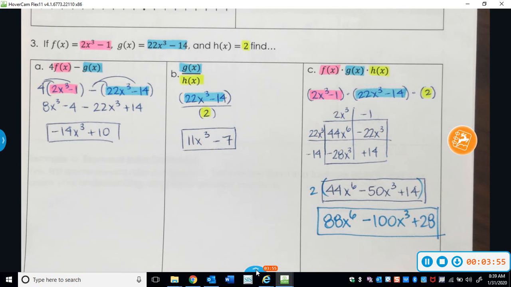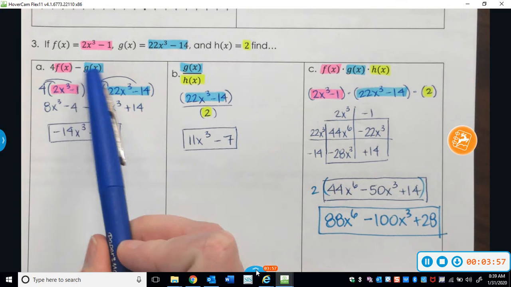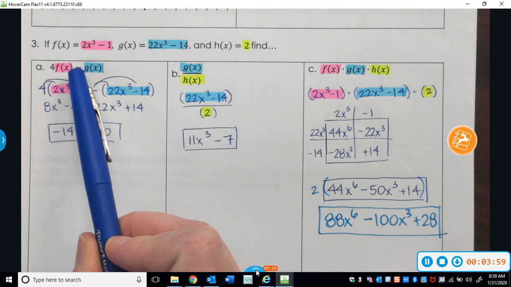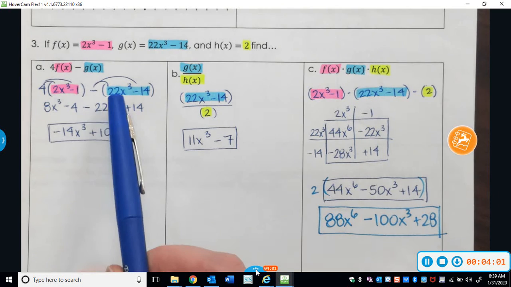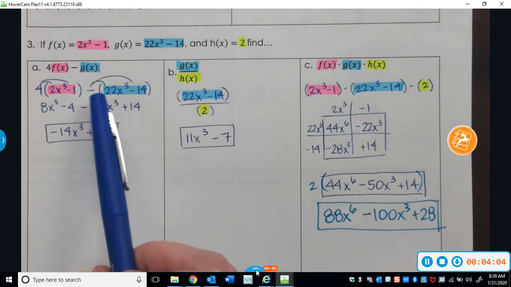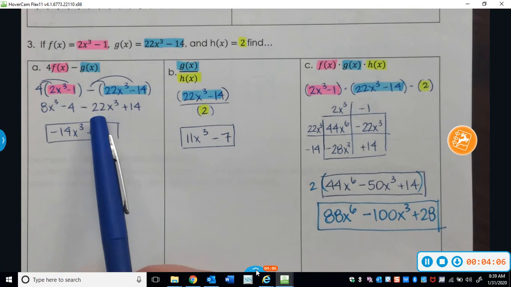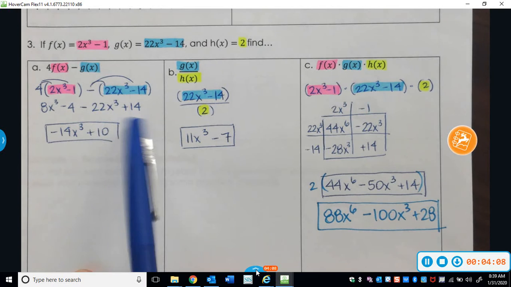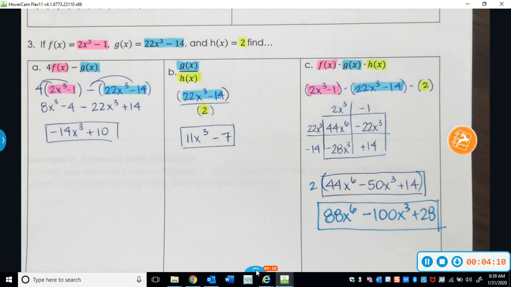A couple of common mistakes. When you're subtracting, don't forget this means you're subtracting all of g of x. I have to subtract both of these terms. So notice their signs are going to change. It's now a negative 22x to the third and a positive 14. So that's one common mistake.